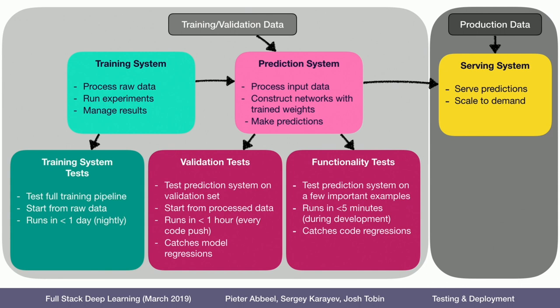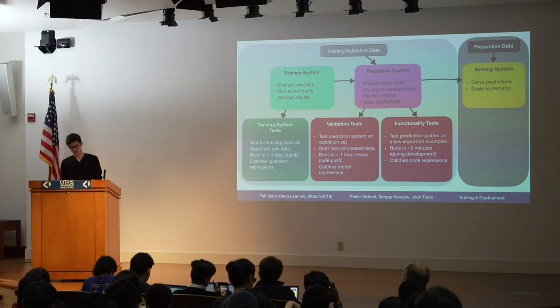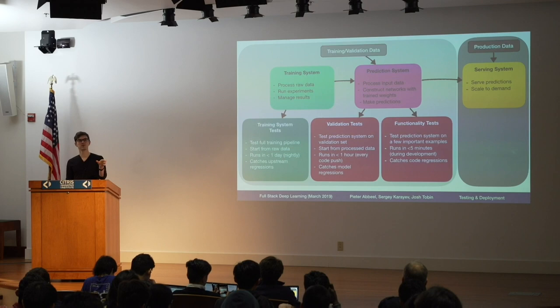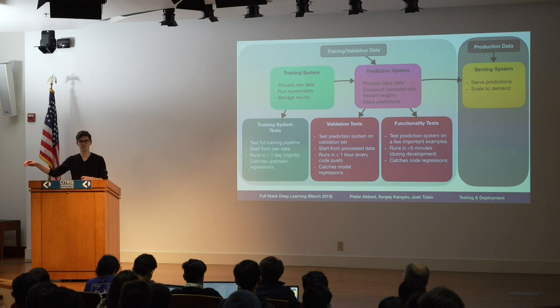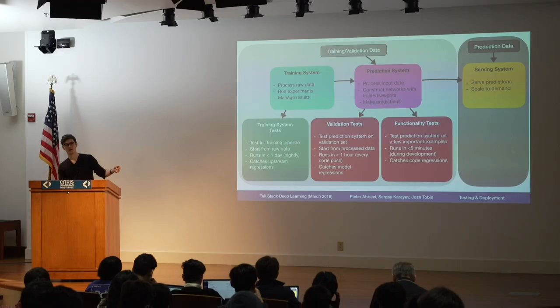And then the goal here is to catch upstream regressions. So what do I mean by that? Let's say your raw data is generated from some kind of process that runs and touches your logs and your database and some images you put somewhere. At some point, someone else working on whatever you're working on changes the database schema. And so now the training data that you're pulling down is in a different format than what you're used to. That's not going to break your prediction system because that's already trained, but it will break your training system. And the only way you'll find out is next time you train.